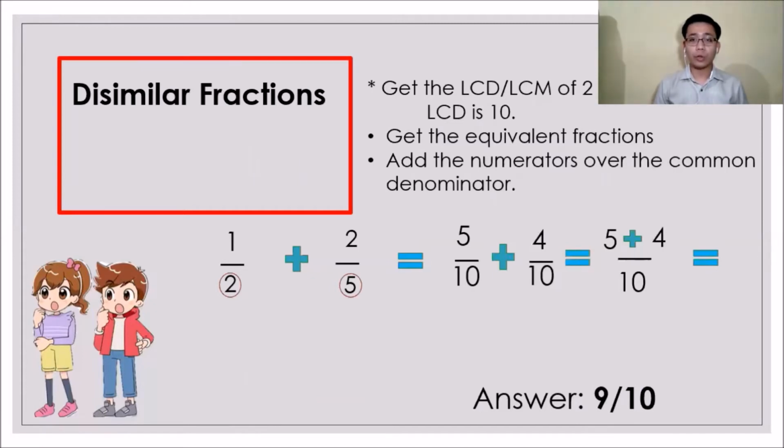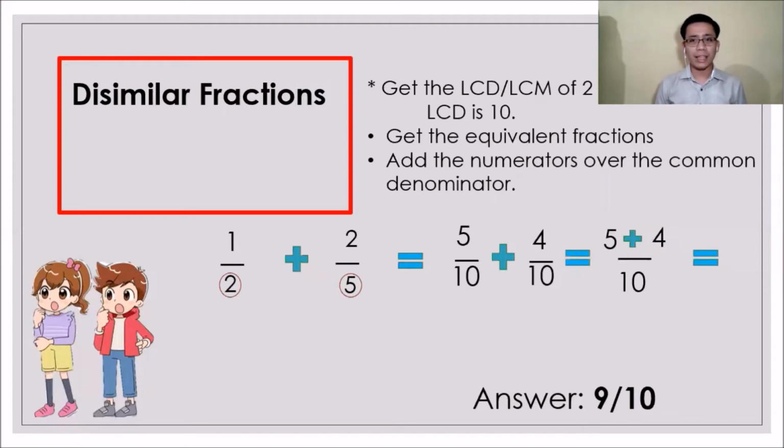On how are we going to solve a dissimilar fraction? We have 3 steps to solve dissimilar fractions. First, get the LCD or LCM of 2 and 5, and the LCD is 10. Second, get the equivalent fractions. And third, add the numerators over the common denominator. Okay, again, what is LCD? Grade 6. It is least common denominator. So what are the denominators? So the denominators are 2 and 5.